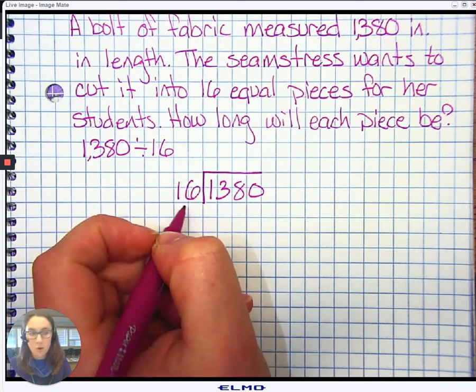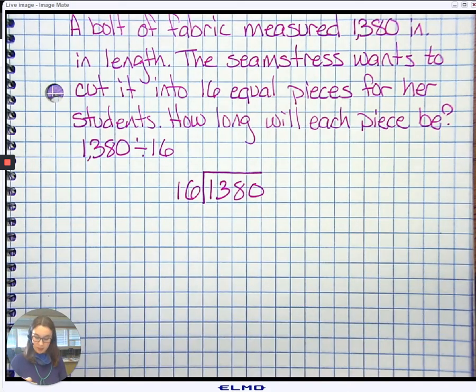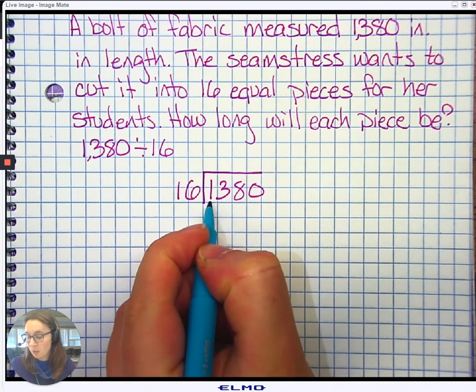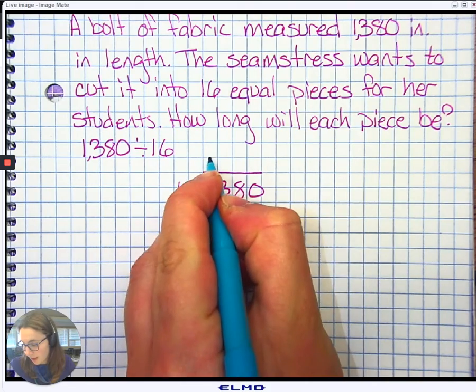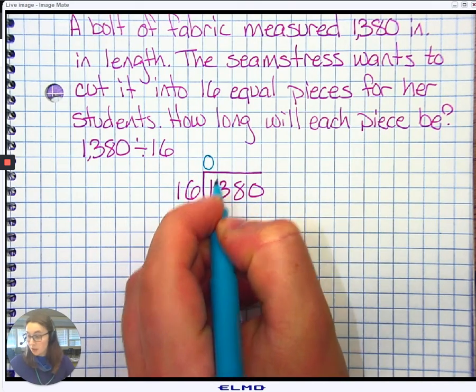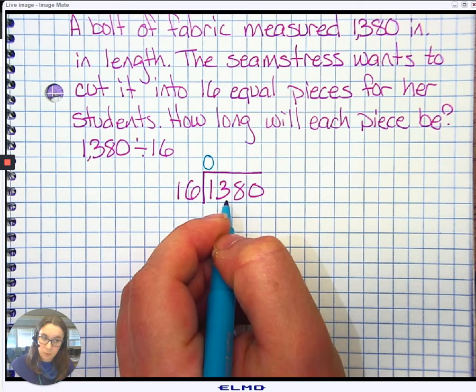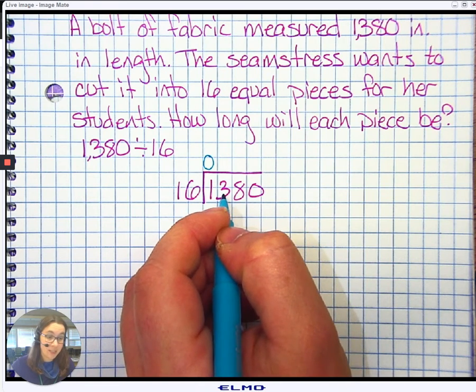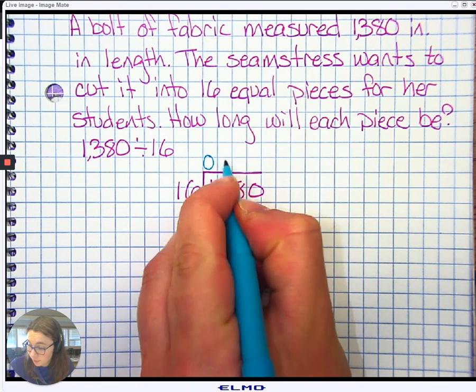Now, same thing as we were doing in the first example. We're going to start with our 16 and see what it goes into. Does 16 go into 1? No, 16 does not go into 1. If I have 1 cookie, I can't have 16 of them. Does 16 go into 13? No. If I have 13 cookies, I still can't have 16 of them.